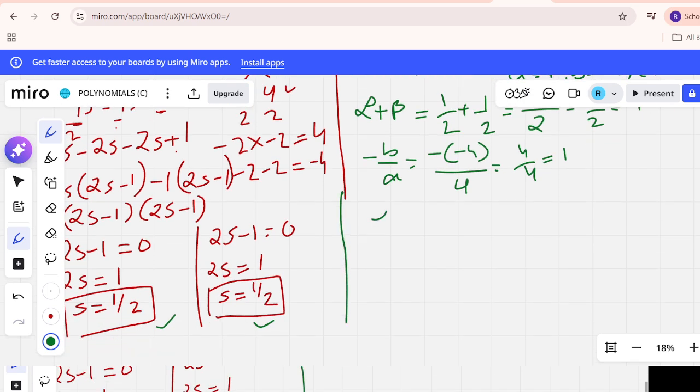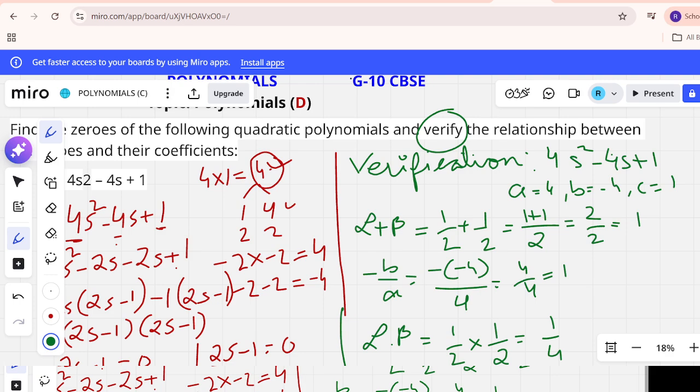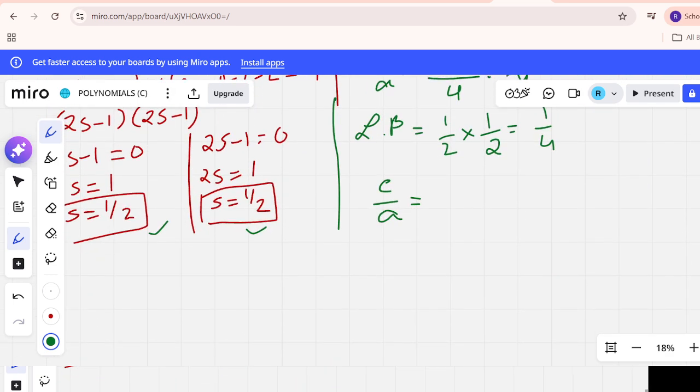Next we take alpha times beta. Alpha is 1 over 2 and beta is 1 over 2. 1 times 1 is 1, 2 times 2 is 4, so 1 over 4. And here we have c over a. c is 1 and a is 4. So alpha times beta and c over a are both verified. This is the way we find the zeros of the polynomial and do the verification.